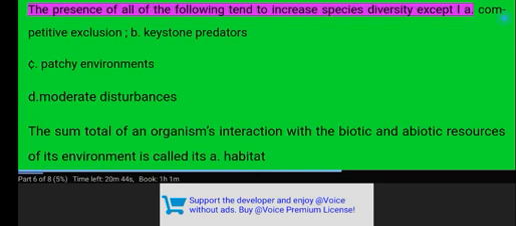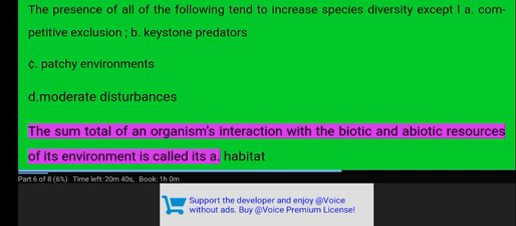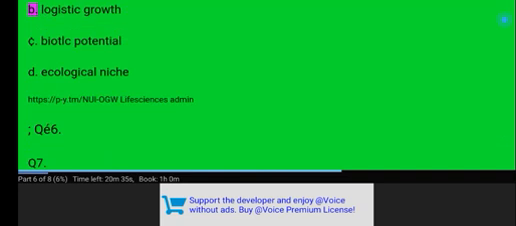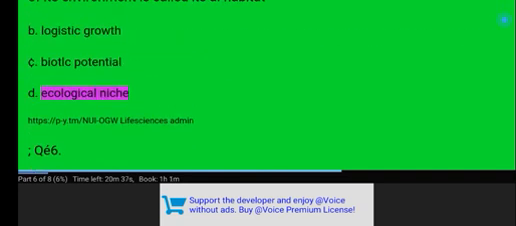4. The presence of all of the following tend to increase species diversity except A. Competitive exclusion. B. Keystone predators. C. Patchy environments. D. Moderate disturbances. 5. The sum total of an organism's interaction with the biotic and abiotic resources of its environment is called its A. Habitat. B. Logistic growth. C. Biotic potential. D. Ecological niche.